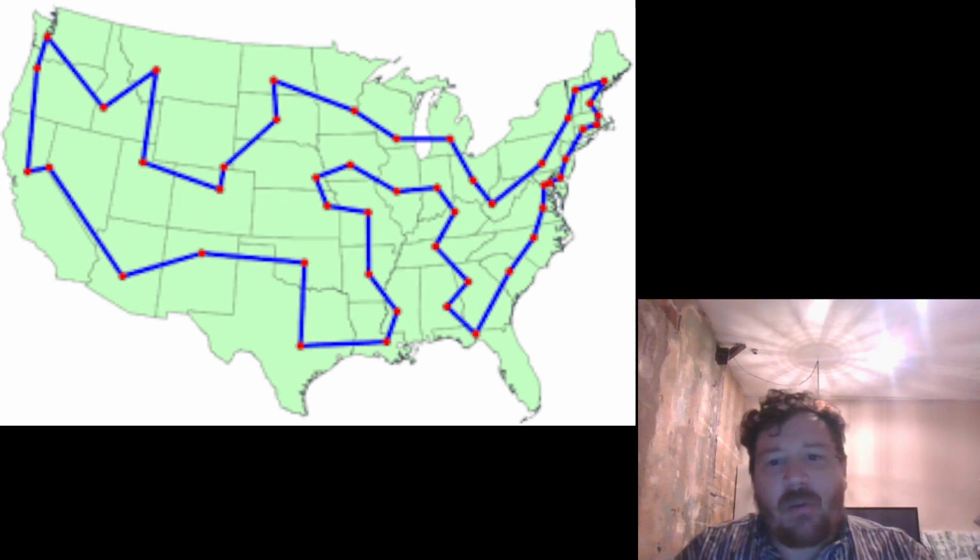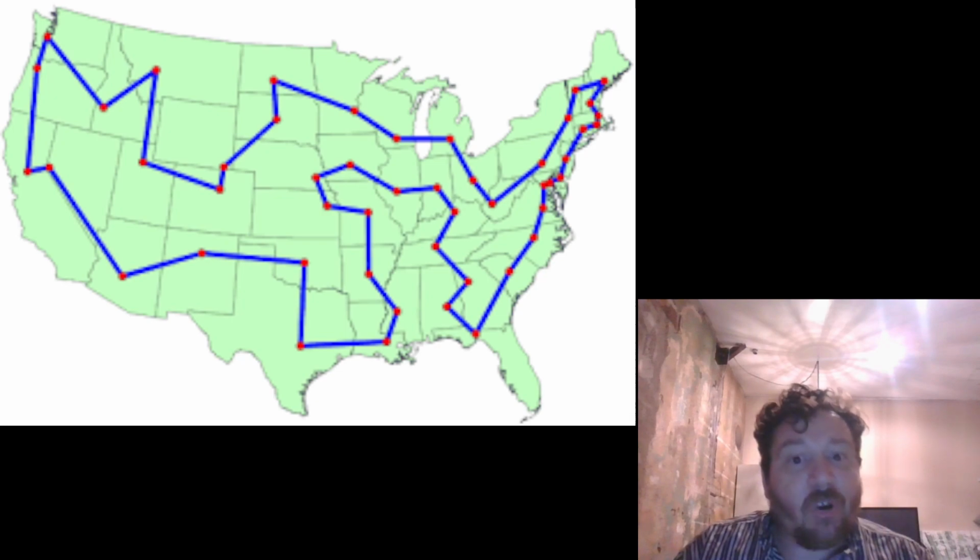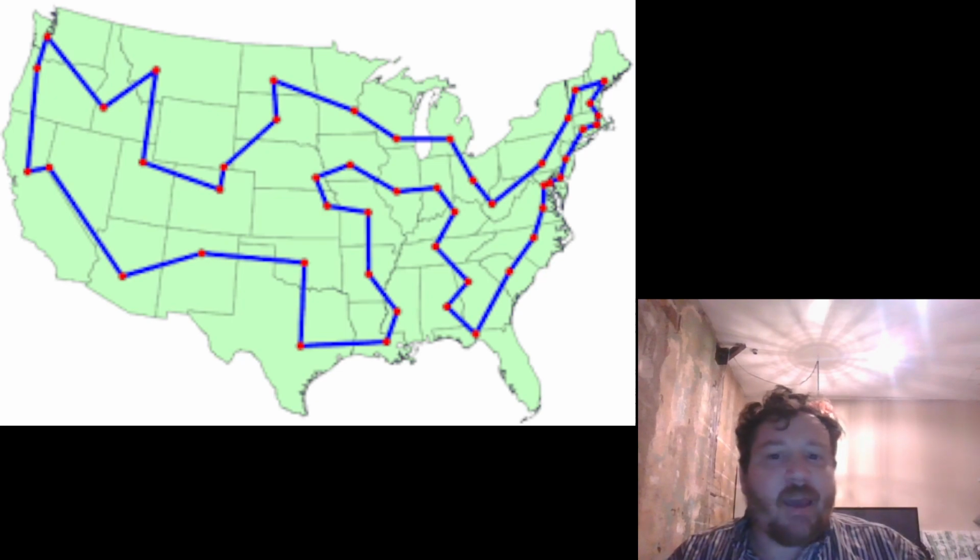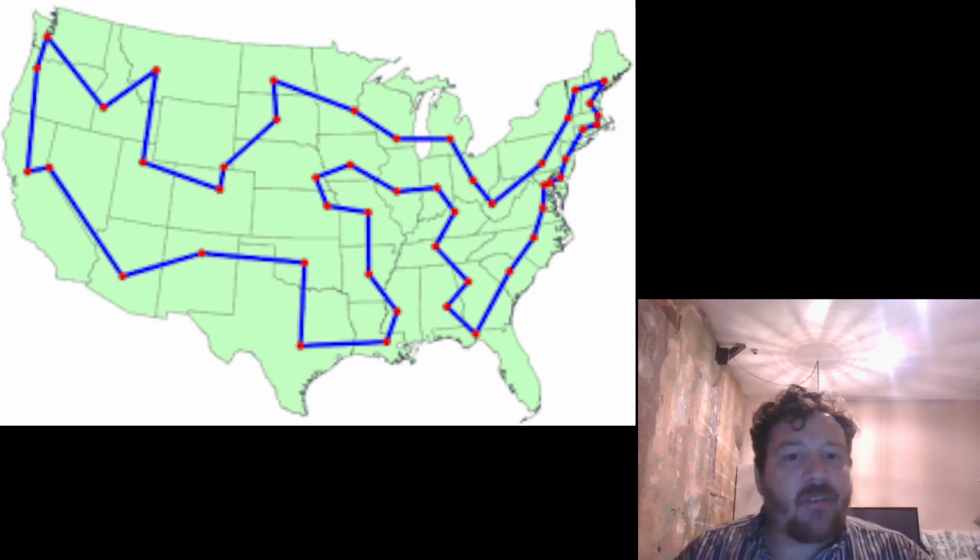This is the problem of finding the shortest route that visits each city and returns to the starting point. This is a classic example of an optimization problem that has many possible solutions and is a hard problem to solve by brute force or heuristics.